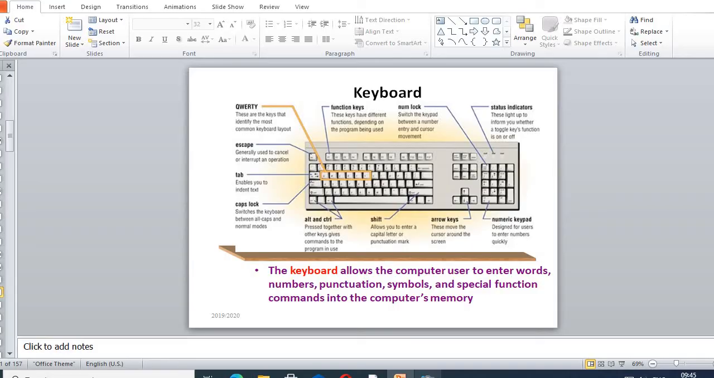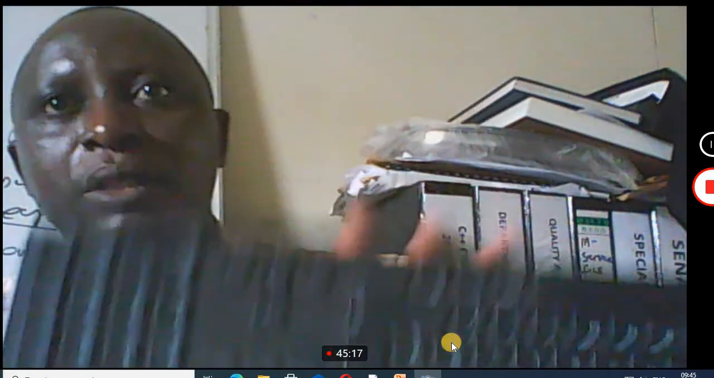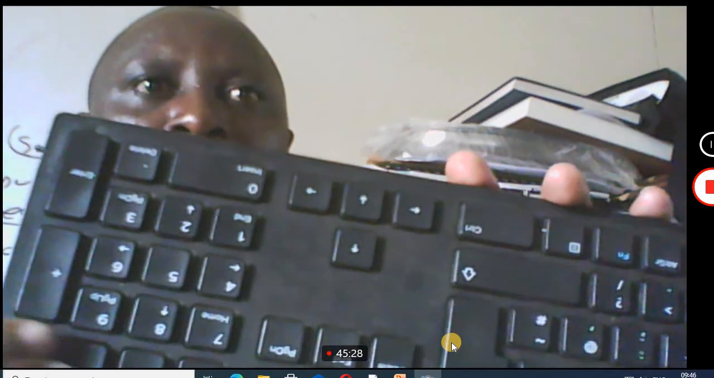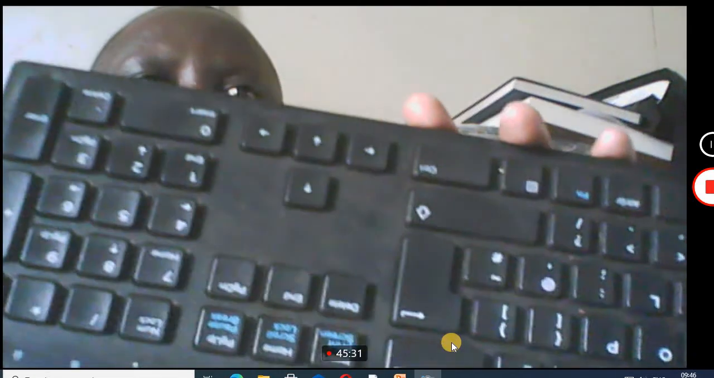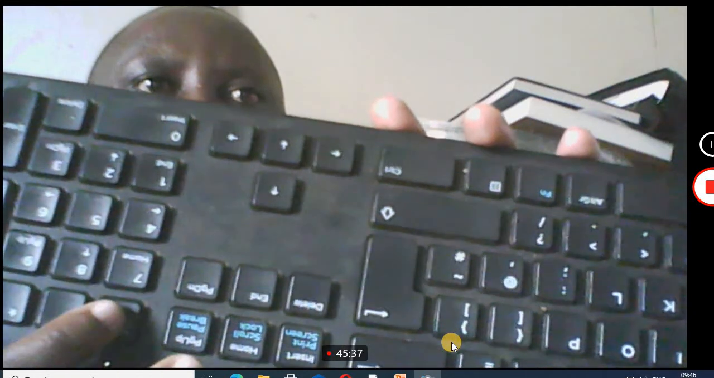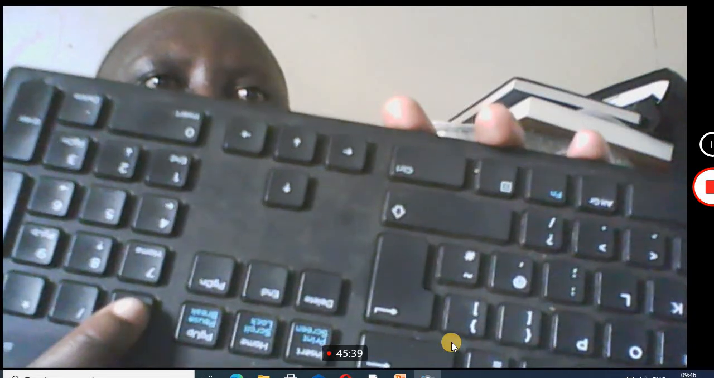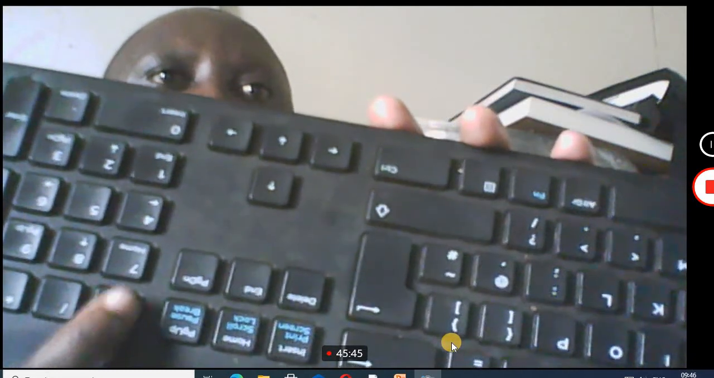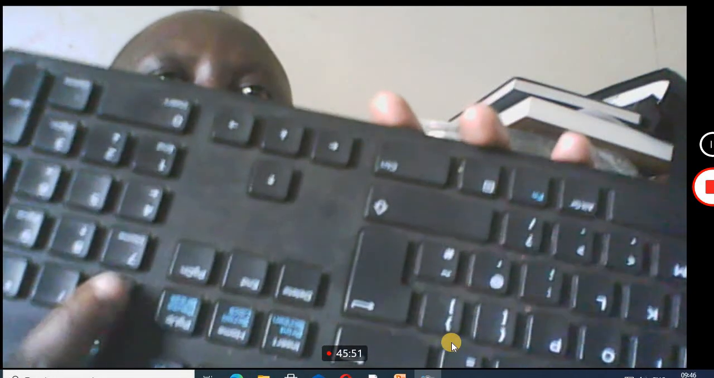Then we talk of the numerical lock. By the numerical lock here, we mean this short part of the keyboard. This part here is locked by default. So the key lock is this button here. It will be written on it: numerical lock. So when you see that button, you'll know that this is a numerical lock. Are we together? So that is the one.